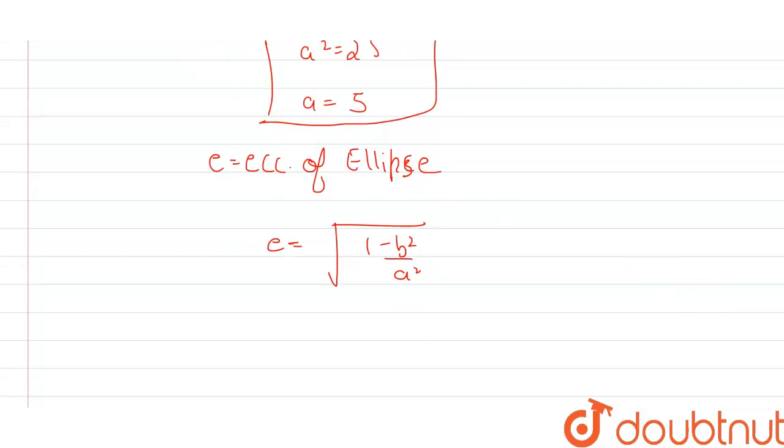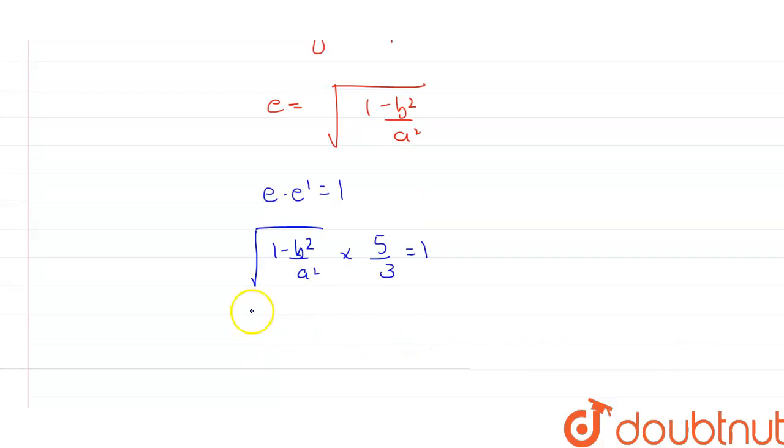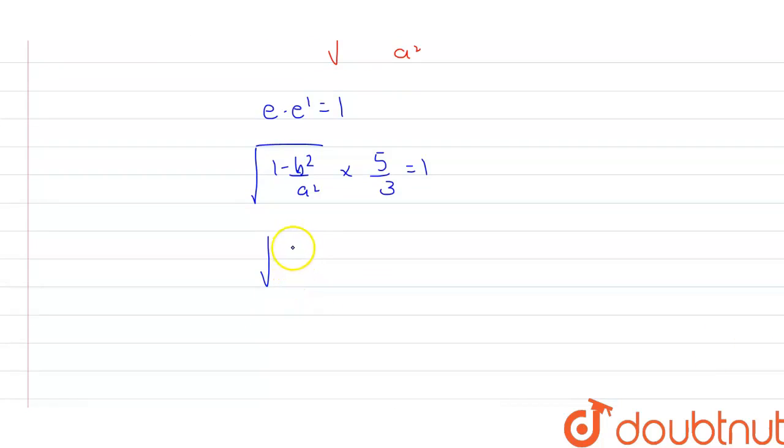Apart from this, the question says their product e into e dash equals 1. e dash is the eccentricity of the hyperbola, which is 5 by 3. So e is under root of 1 minus b square by a square, into 5 by 3 equals 1. Before squaring both sides, let me put the value of a square, which is 25. So 1 minus b square by 25, taking the LCM, becomes 25 minus b square by 25, equals 3 by 5.